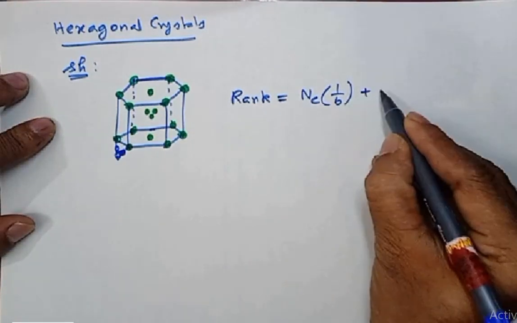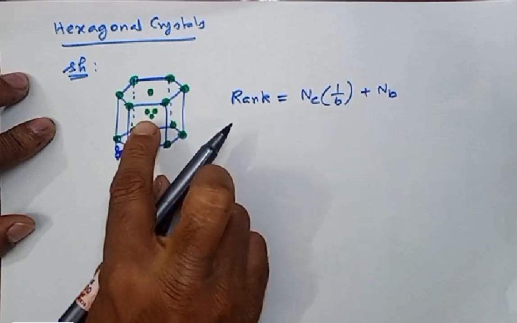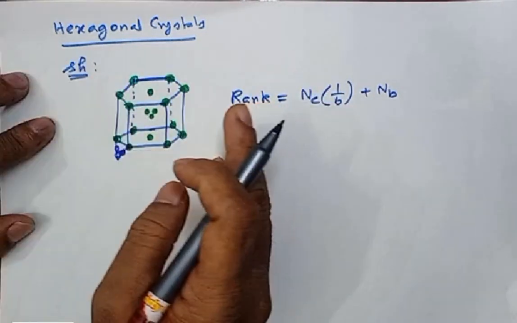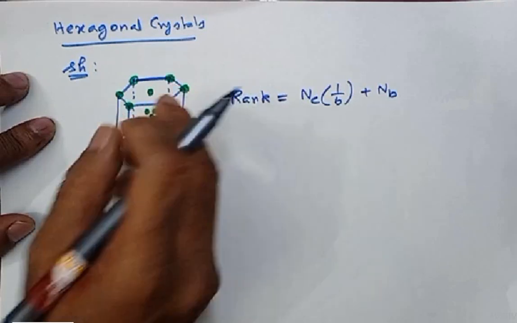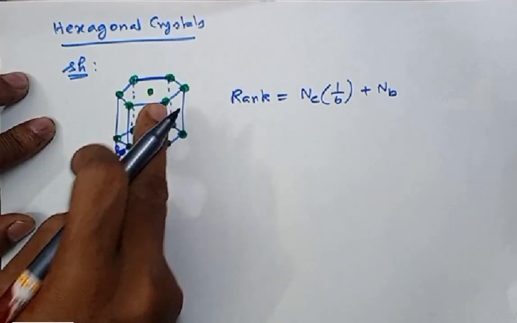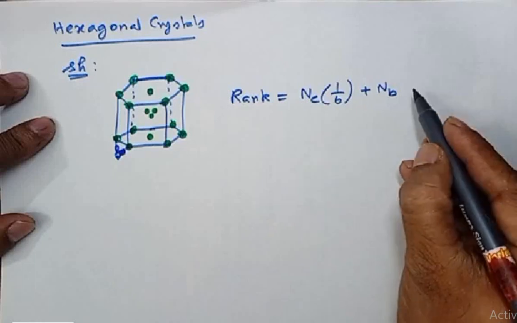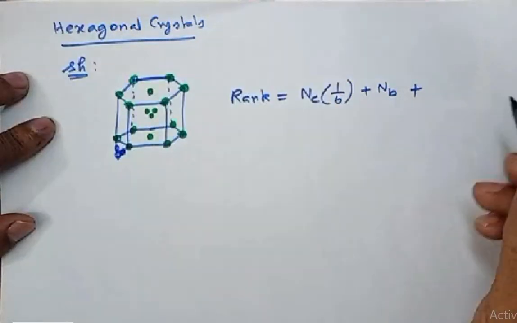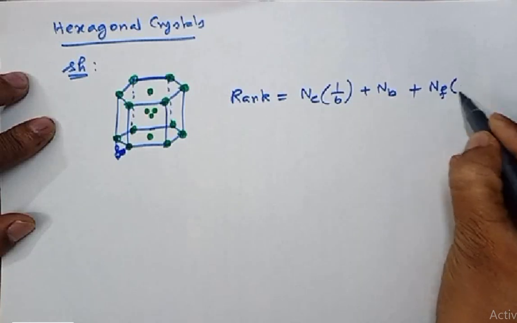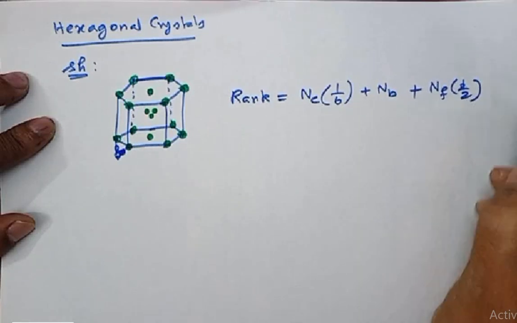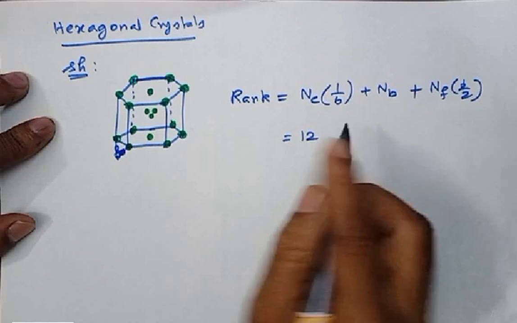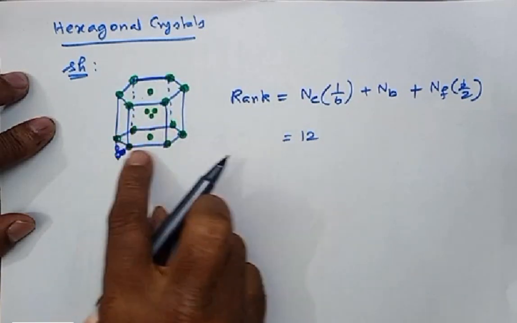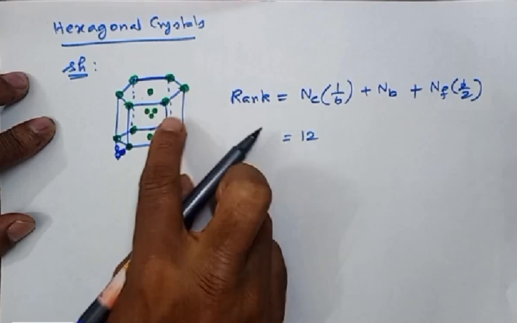Plus the number of body center atoms present inside the unit cell. It is not shared by other unit cells, so whatever number of atoms are present inside the body, you just take them as such. Plus face center atoms are shared by 2, so 1/2. Here we have 12 corners: in the top we have 6 and in the bottom we have 6.